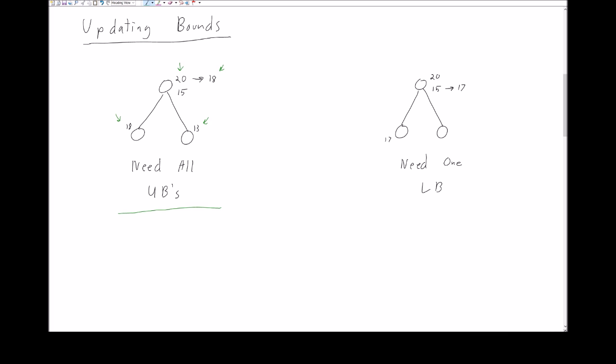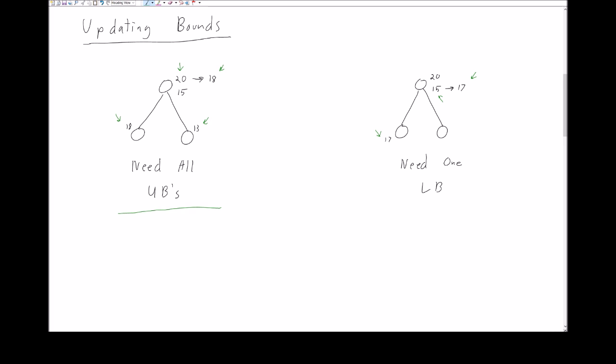The situation for lower bounds is very different though. If we're at this same parent node and we've identified a lower bound of 15, and then we go to a child node and identify a lower bound of 17, a better lower bound, then we can immediately update the parent node to be 17. This is again because the lower bound at the parent node is the maximum of the lower bounds at all the children nodes. But in this case, it works in our favor.